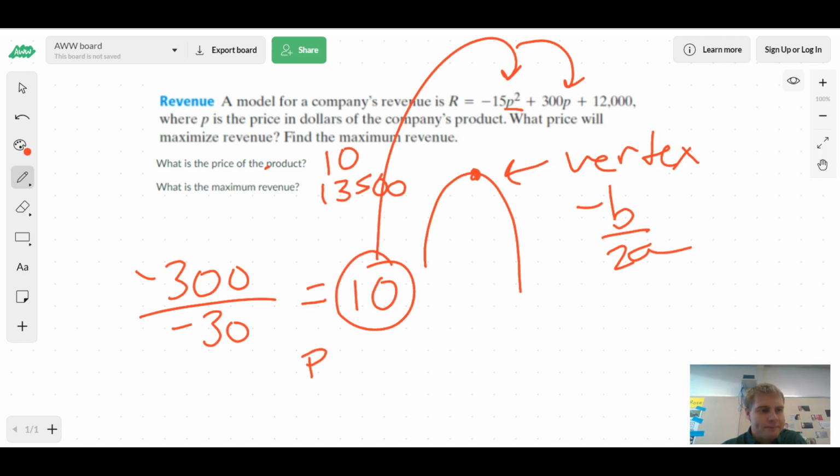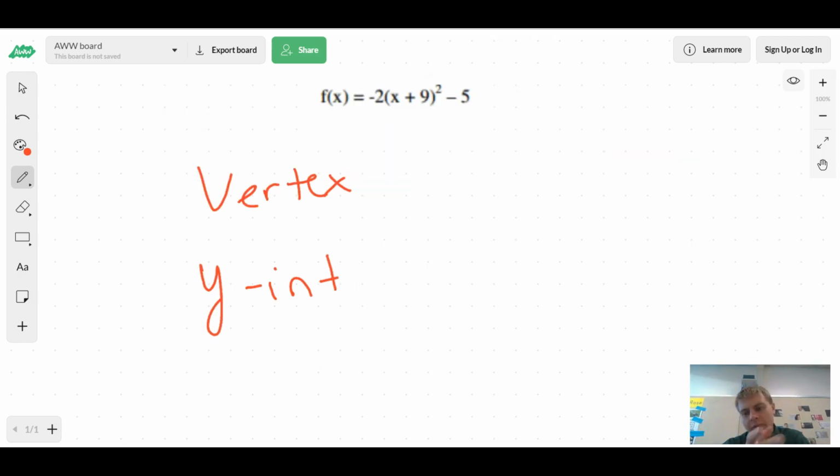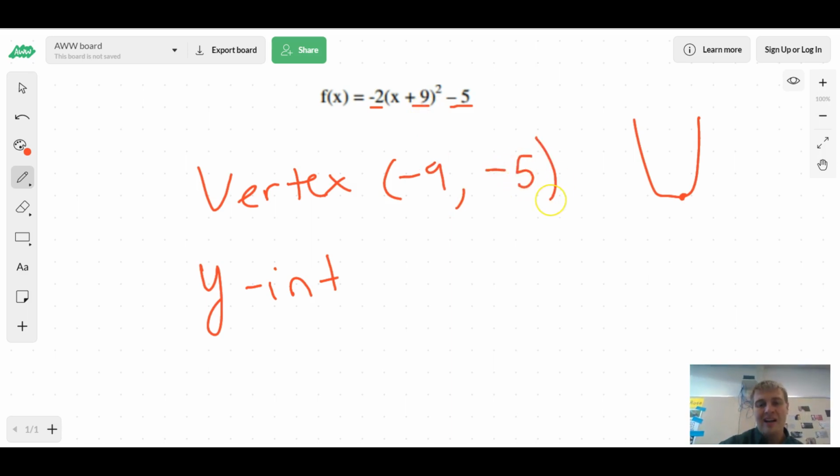Let's try the next one. Okay, so your vertex for this problem should be really easy because you should know that this is your slope, this is your x movement, and this is your y movement. So your vertex is that bottommost point, or how much they shifted over. So they've shifted this -9 spaces because it's to the left -9, and they've shifted it down 5.